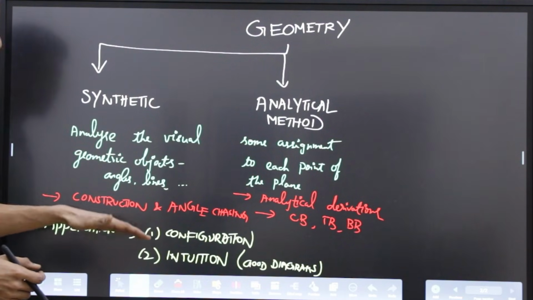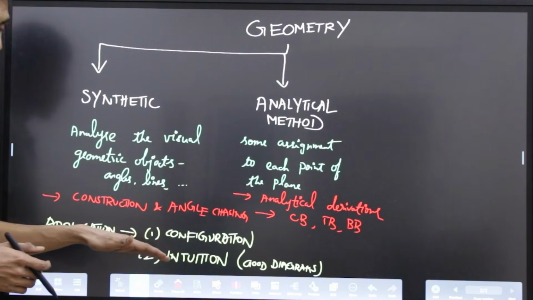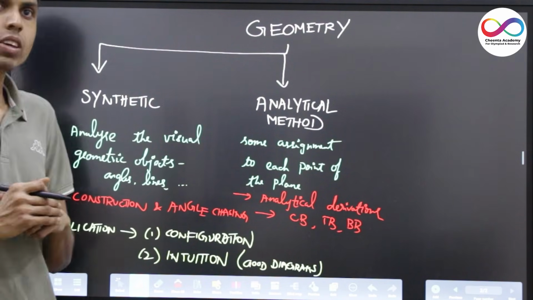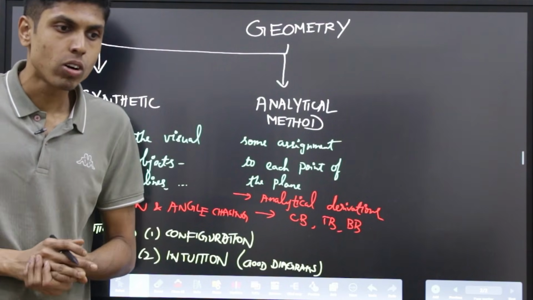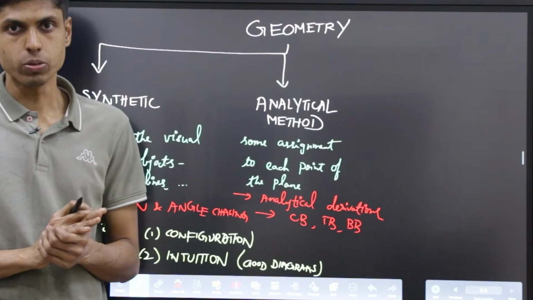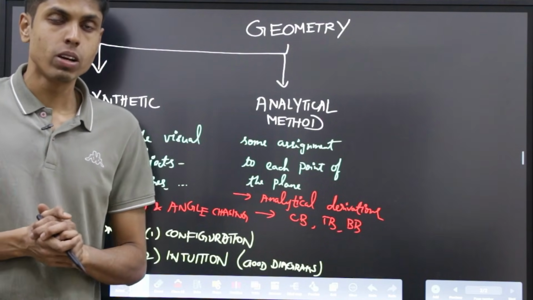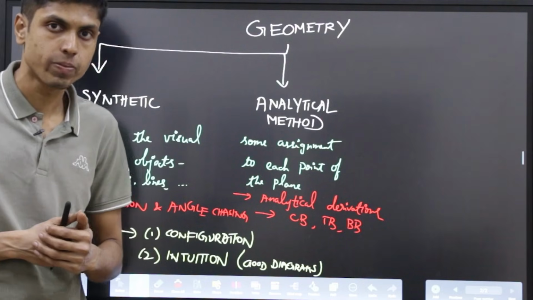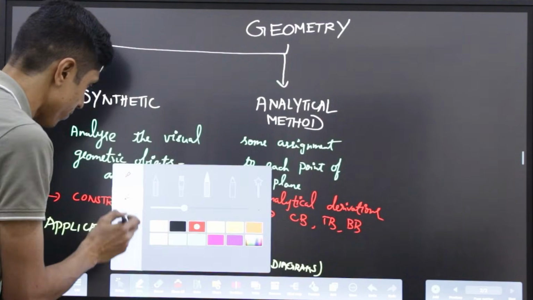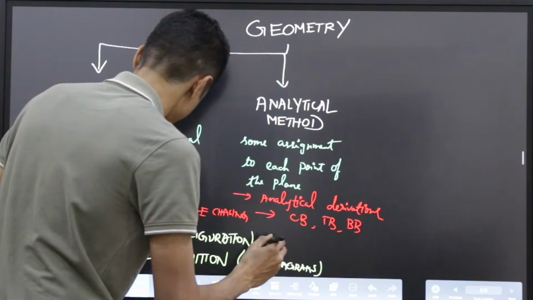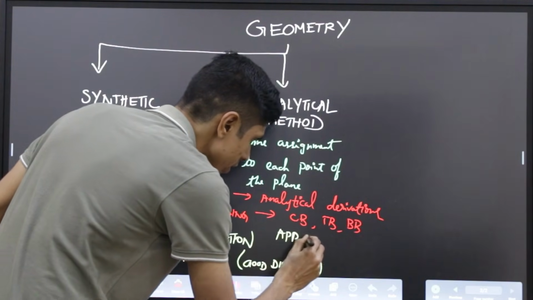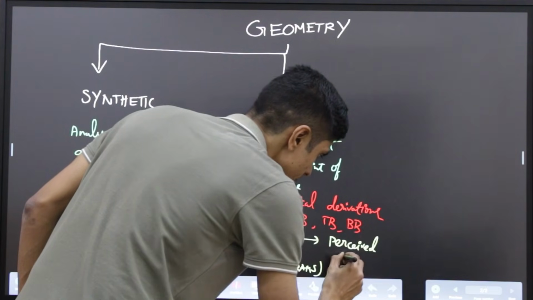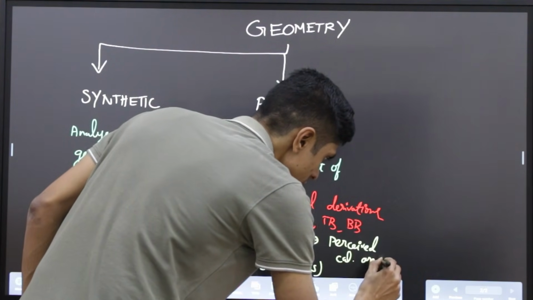For example, we saw the applications for the synthetic method. The analytical method is applicable when you have a perceived estimation of the amount of calculation that you are going to do, and that should be manageable. Only then I recommend you to start with complex bash or trig bash or bary bash. So let's write it down. The application is when perceived calculations are manageable.